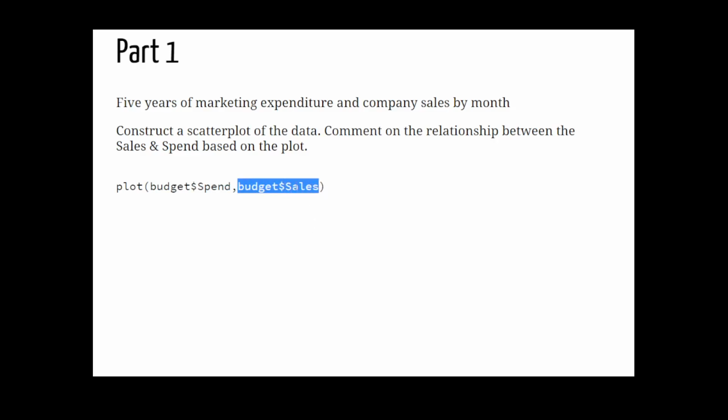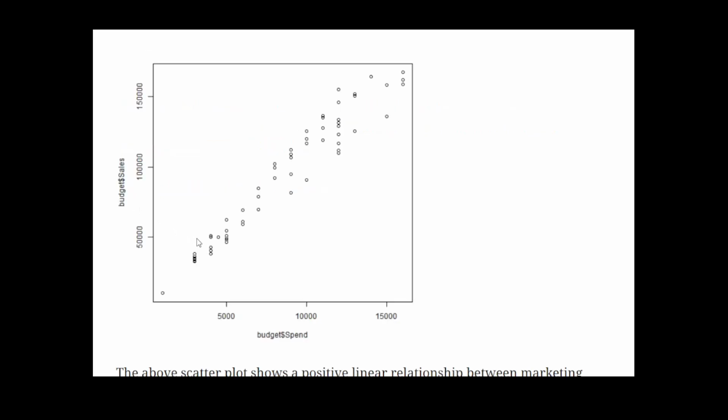So this is sort of like an address. They're both contained in the budget data frame, which we imported, and this just selects particular columns from that. So we have essentially 2 variables here, spend and sales, both found in budget. And that is our main argument for the command plot. So that's what it would look like, okay, when we plot it.